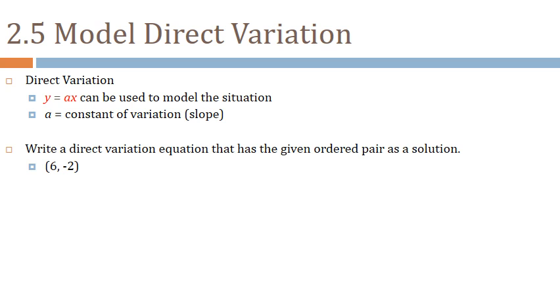So let's write a direct variation equation that has the given ordered pair as a solution. So we already know, because it's direct variation, that our model is y equals ax. So let's fill in the x and the y coordinates. So the y is -2 and the x is 6. Solve for a by dividing by the 6 and reducing the fraction, so a is -1/3. Now, write the equation. It's y equals ax, fill in a, so it's y equals -1/3 x.